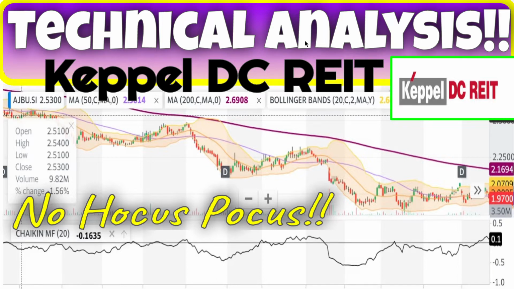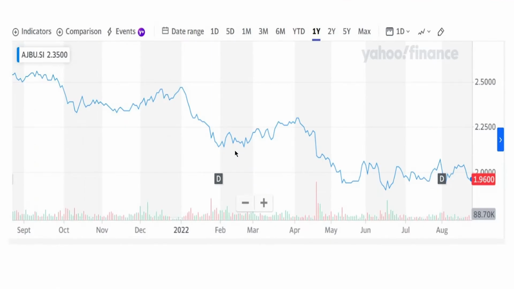But I think TA, if used correctly, gives us a very good feel of the sentiments of the market and of the various market participants, versus just fundamental analysis, which just shows you the economics. So let's do a deep dive. This is a typical picture of what a chart would look like from a 1 year perspective, and this is from Yahoo.